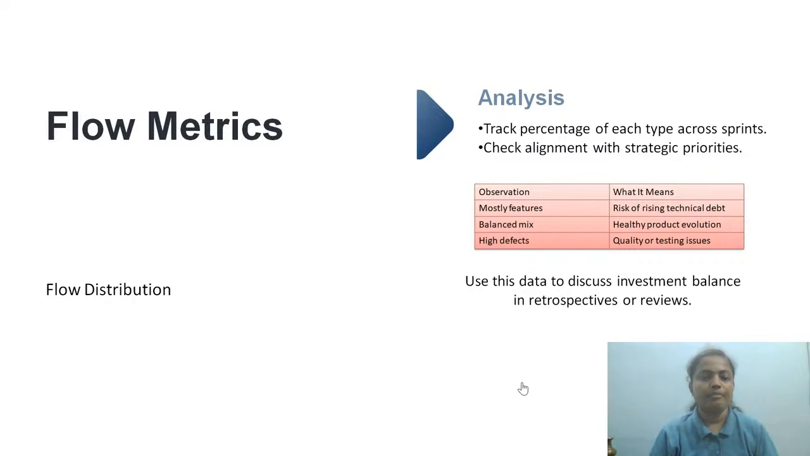That's the right thing. High defects mean quality or testing issues that we have. We are not delivering quality features. That's why the number of bugs is rising. So the distribution is going to be different. So this is a very important metric to discuss, the balance, what we need to have in retrospectives and reviews. Why reviews, Selvi?